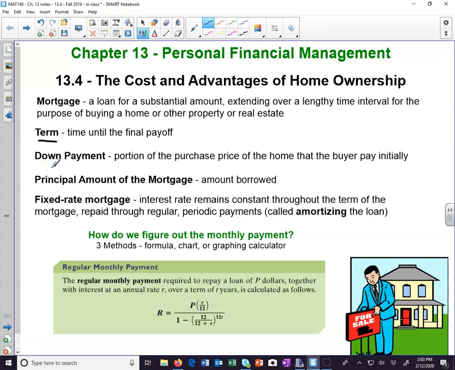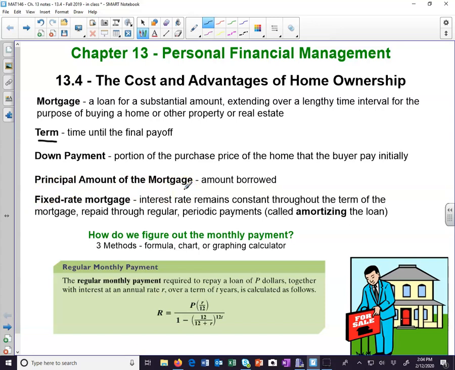We do usually have a down payment when we're talking about a large purchase like a house. They talk about how it'd be good if you have a 20% down payment. Not all of us can do that, depending on the price of your house, but a down payment is beneficial because the less you're borrowing at the beginning of your loan, the less interest you're going to have to pay, right? So as much as you can pay down at the beginning, that's really going to save you a lot of money over time. The principal amount of the mortgage is the amount borrowed.